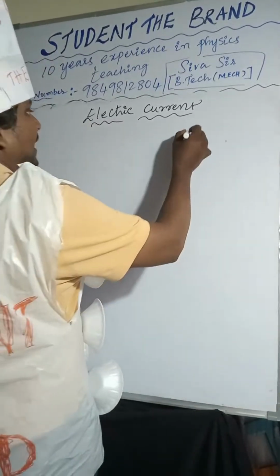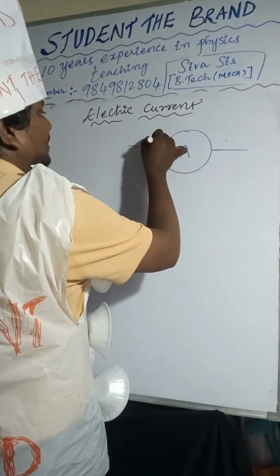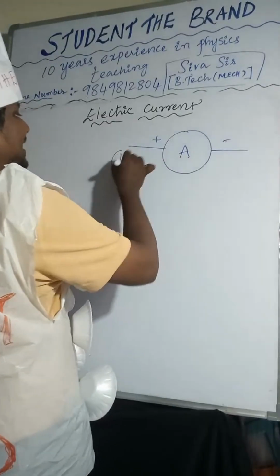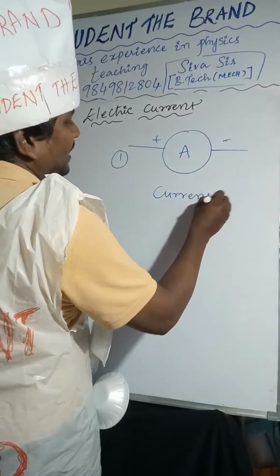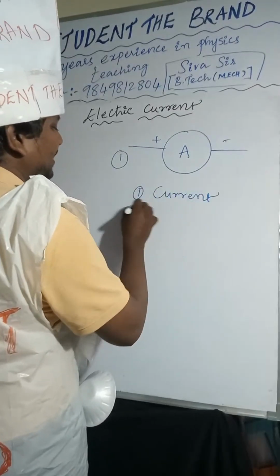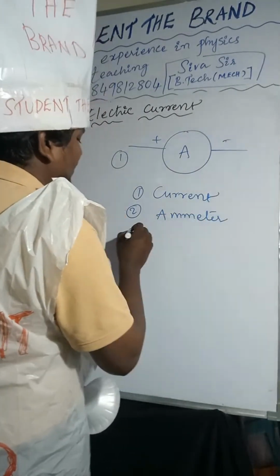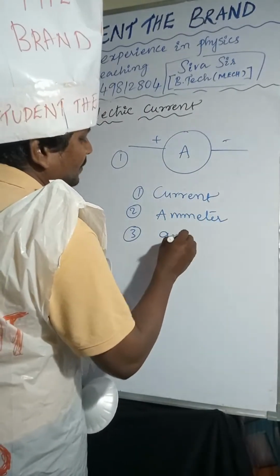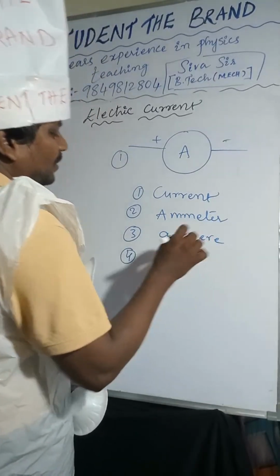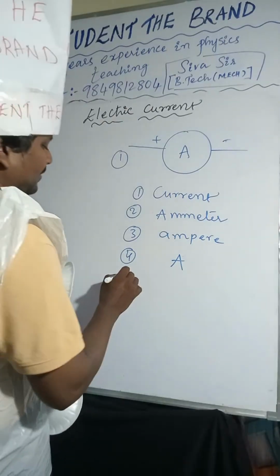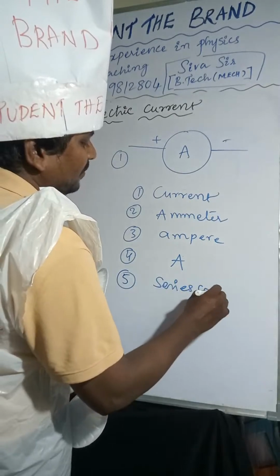Ammeter. I am taking the ammeter here. This is the ammeter symbol. The first one is current, the second one is ammeter, the third one is ampere, and the fourth one is A. Here you can see the fifth one is series combination. So what are these points?